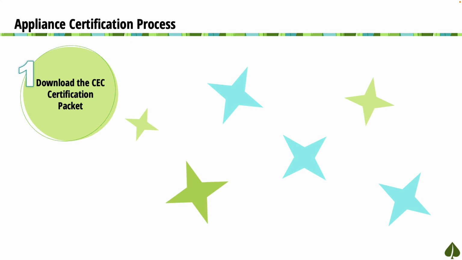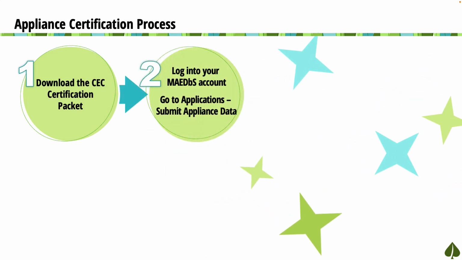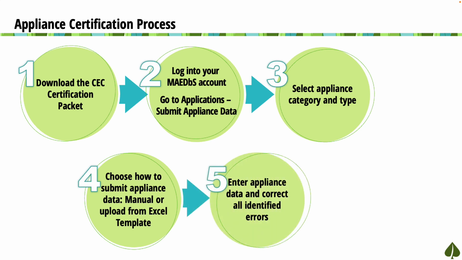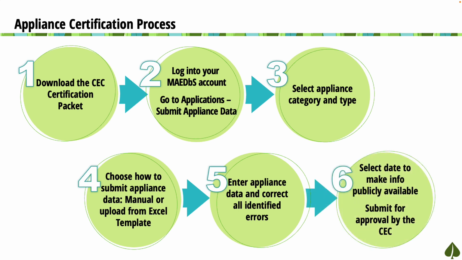Certifying appliances to the MAEDbS consists of 6 short steps. You'll first download the CEC certification packet for the appliance you are looking to certify, then log into your MAEDbS account and navigate to the page to submit appliance data. You'll select the appliance category and type, choose whether you want to submit data manually or from an Excel template, and enter all appliance data. From there, you will correct any errors flagged by the MAEDbS, and finally, you'll choose the date that you'd like to make this information publicly available. Let's walk through each step of this process.